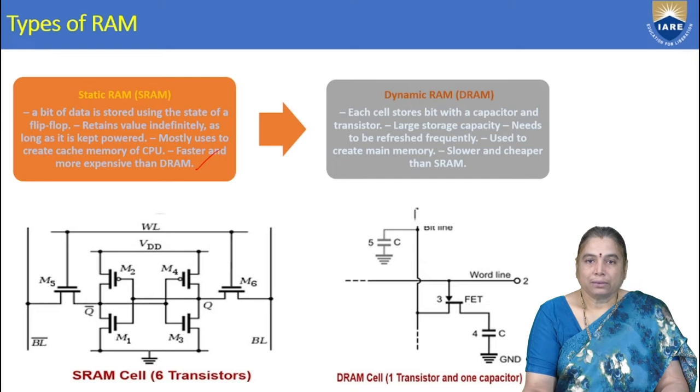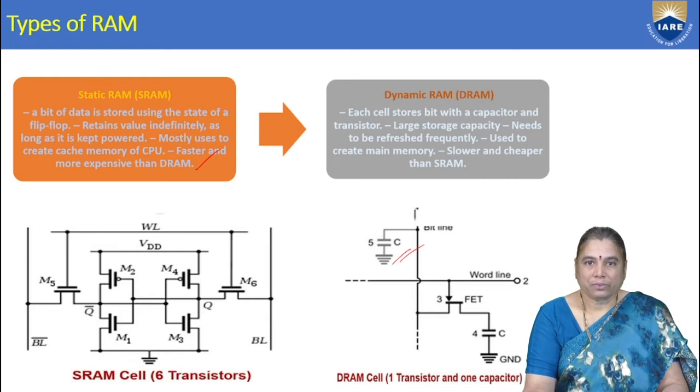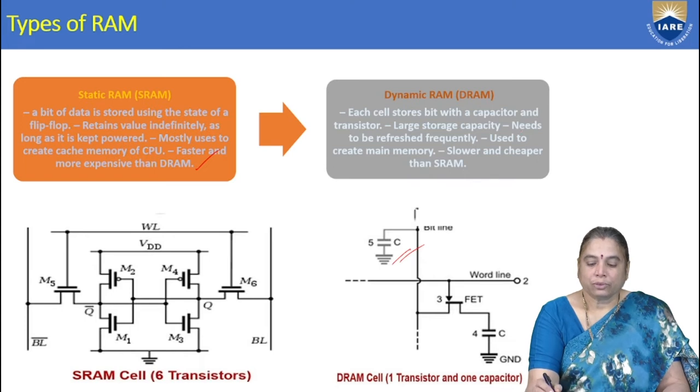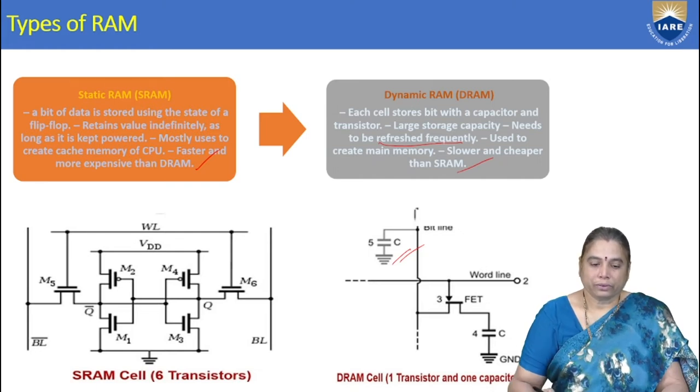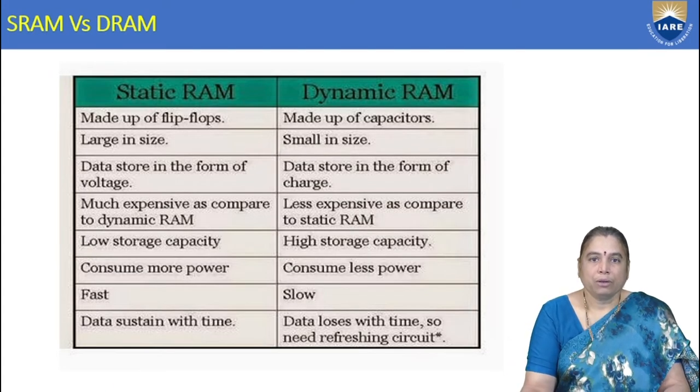In dynamic RAM, each cell stores a bit with a capacitor and a transistor. So the major electronic component is the capacitor here. Large storage capacity can be available in case of dynamic RAM. Here we are using the capacitor as the electronic component or the storage element. So it requires refreshing of the memory frequently. And it is used to create the main memory, slower and cheaper than SRAM. So these are the features of the dynamic RAM and the static RAM. Now we have to discuss what the differences are between static RAM and dynamic RAM.